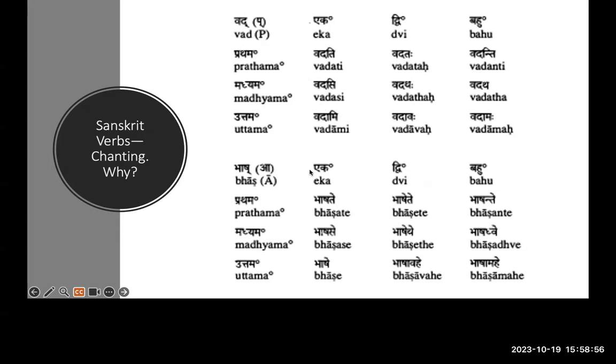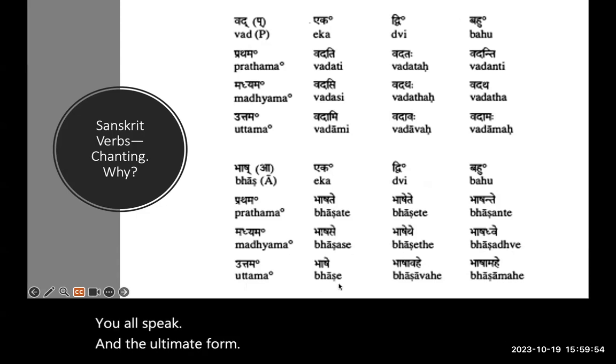Let me go straight through it and I'll explain it to you, and then we'll chant it. So bhaṣate, he speaks. This word has the same meaning, but one is Atmanepada and one is Parasmaipada. Bhaṣate, he speaks. Bhaṣete, those two speak. Bhaṣante, they speak. Madhyama, that's the you form. Bhaṣase, you speak. Bhaṣete, those two speak. Bhaṣadve, you all speak.